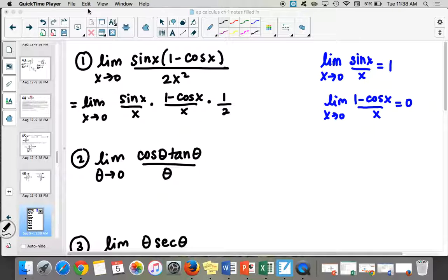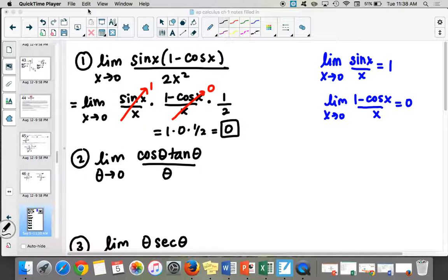We can take the limit as x goes to 0 into each individual piece of the product. So what does sine of x over x go to? 1. Sometimes we draw a little arrow through it and then put 1. What does 1 minus cosine of x over x go to? 0. So we end up getting 1 times 0 times 1/2, which is still 0. So it's 0.